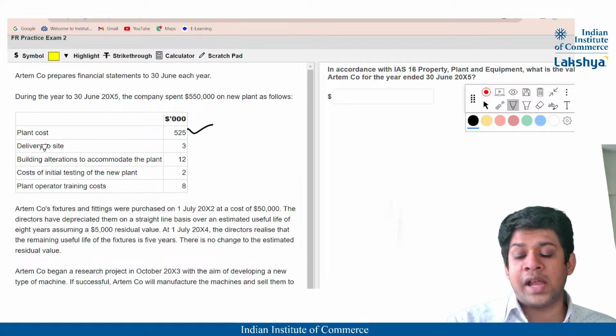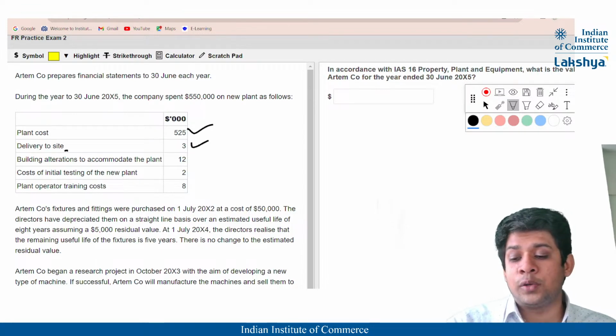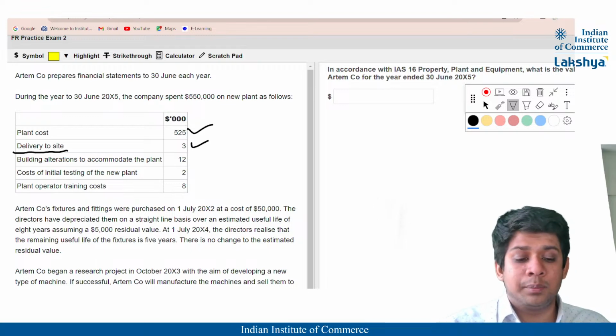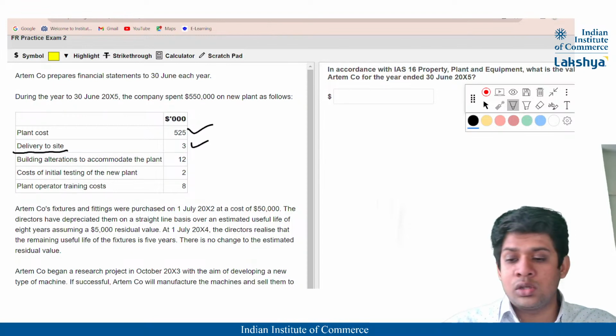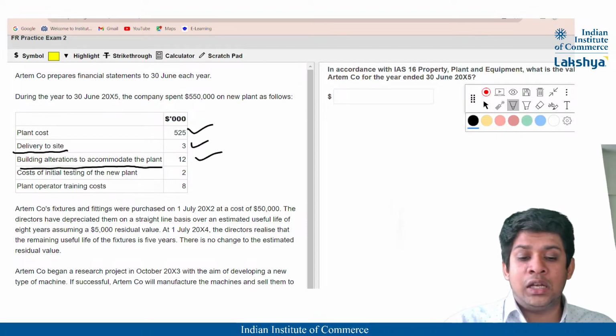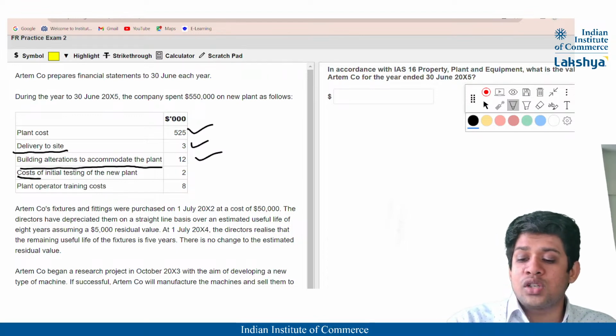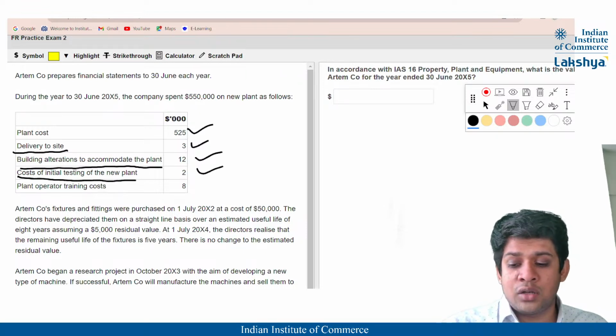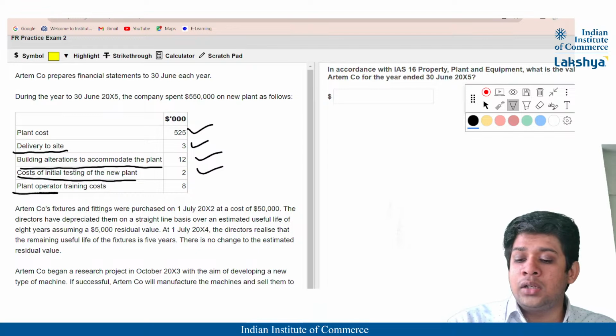Then, delivery to site. For delivering the plant to the site, it will be added because these are transporting costs which are incurred to deliver the plant to its current location and condition, right? So, delivery to site will be added. Any sort of building alterations to accommodate the plant? Yes. If I need to make alterations to the building to accommodate the plant, it is to be capitalized to the value of the plant. Cost of initial testing of the new plant, testing stage, it will be capitalized to the value of the plant. Plant operator training costs.